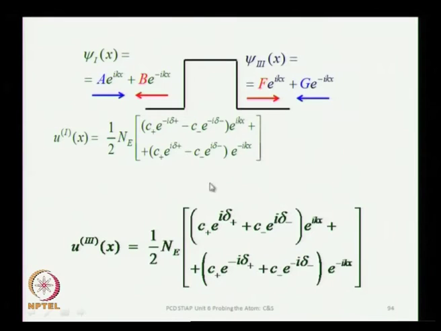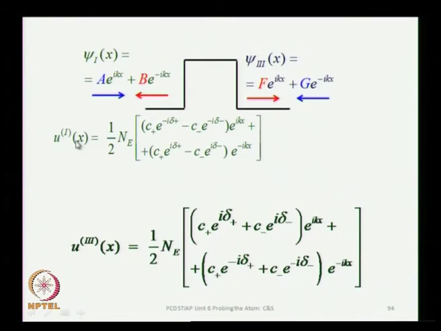So, you get these coefficients. This coefficient takes the place of A, and this coefficient takes the place of B, if you were to rewrite these functions in terms of the travelling waves. So, you write these functions for region 1 and also for region 3 similarly.